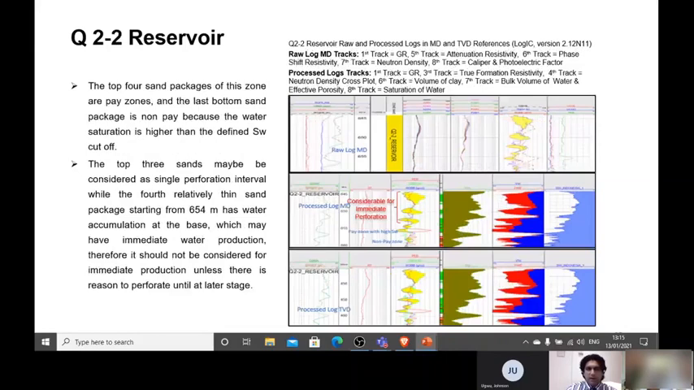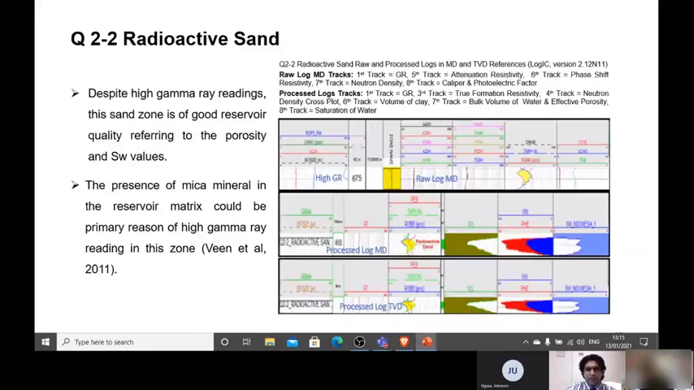The top four packages of Q22 reservoir are pay zones, whereas package 5 is non-pay zone. The top three packages can be considered for immediate perforation. However, the relatively thin fourth package has gas directly on the top of high saturation of water. So this should not be considered for immediate production.